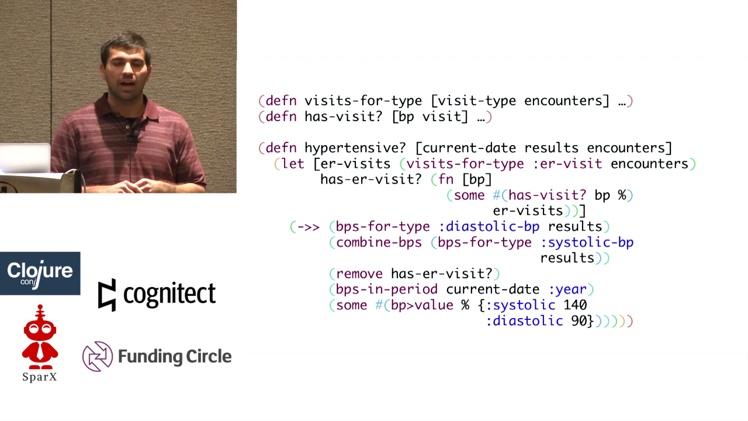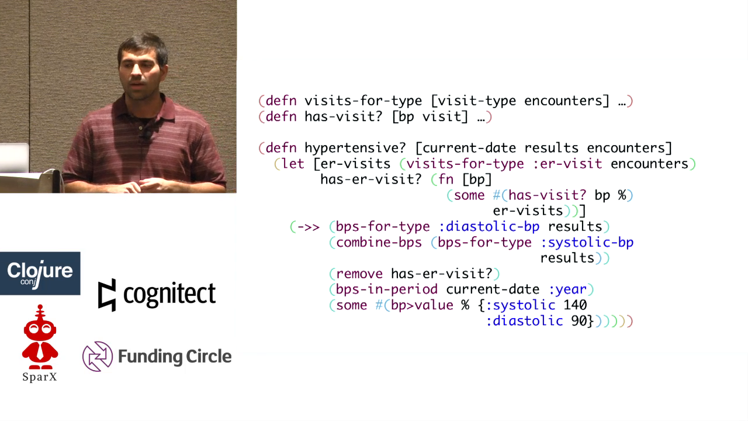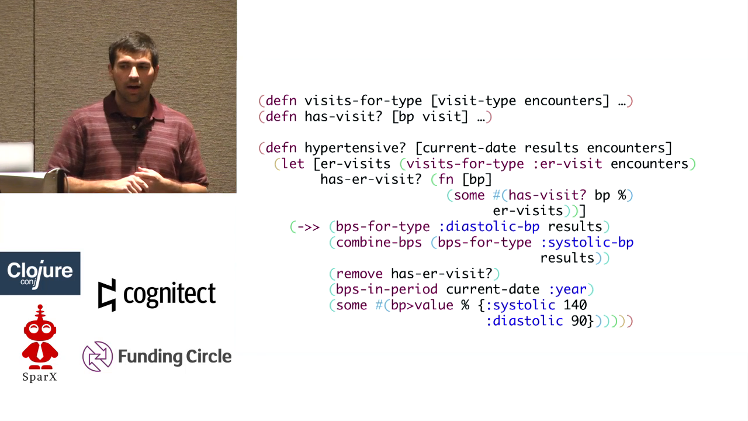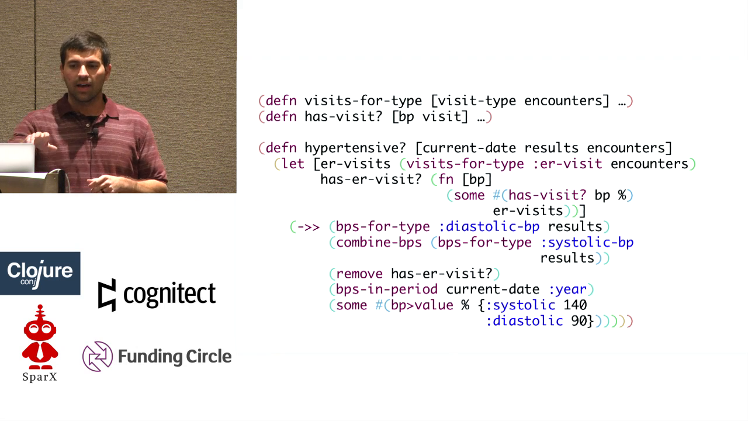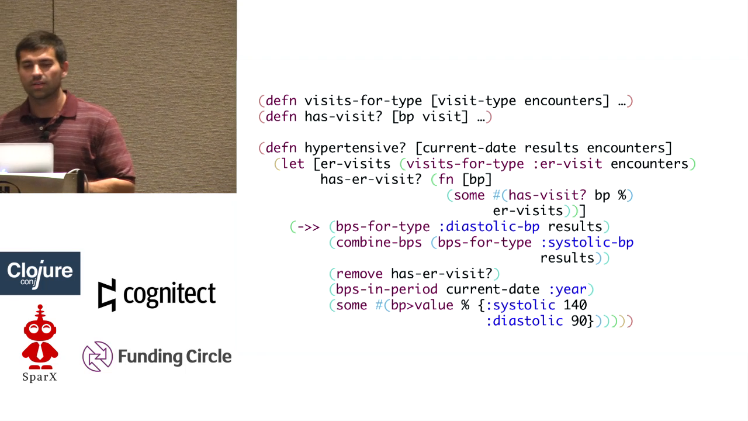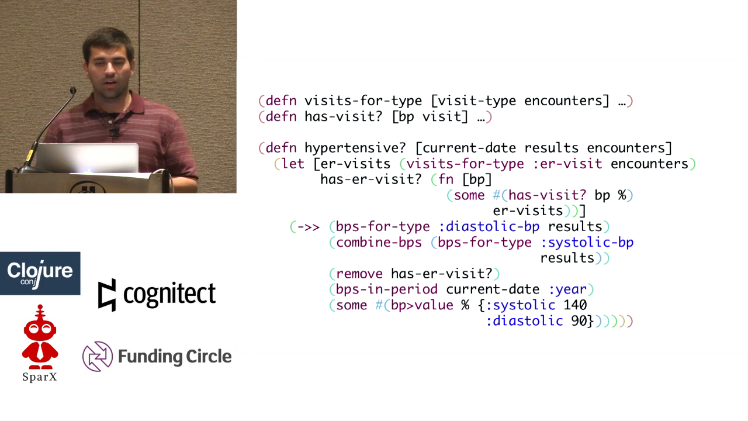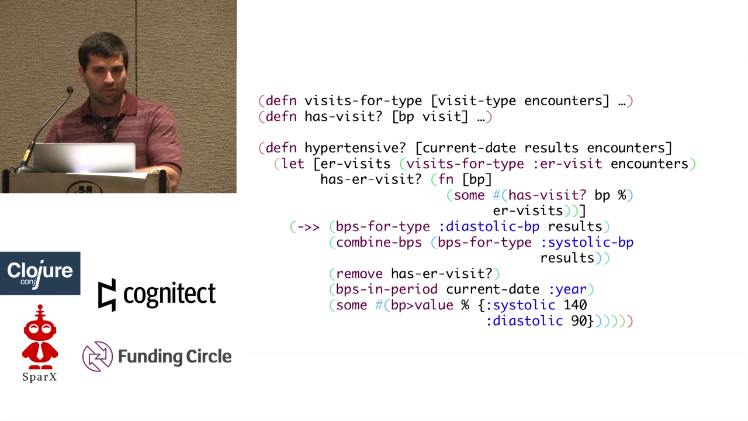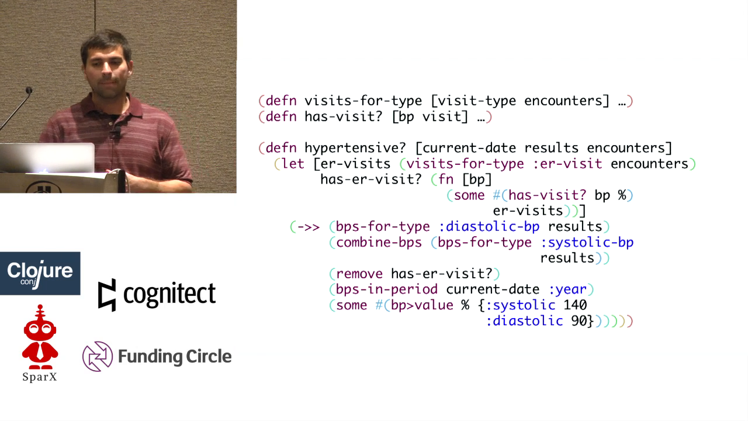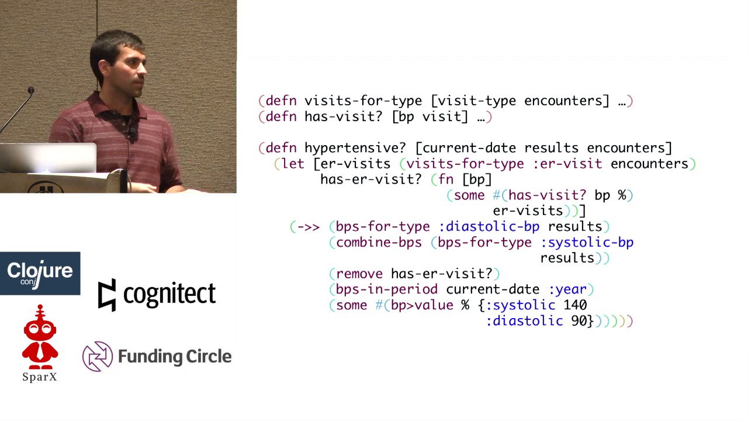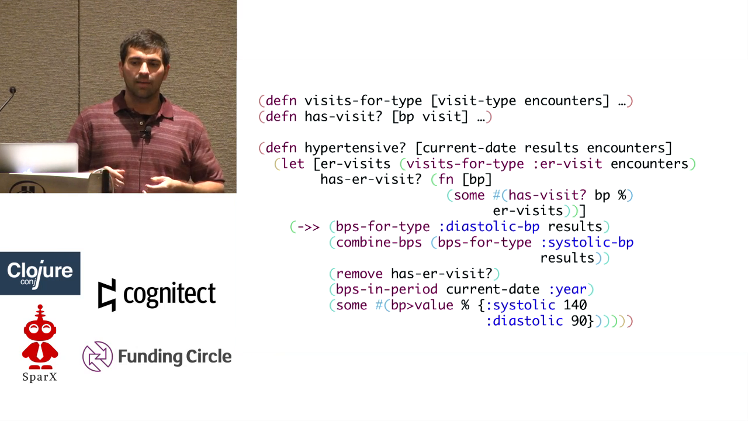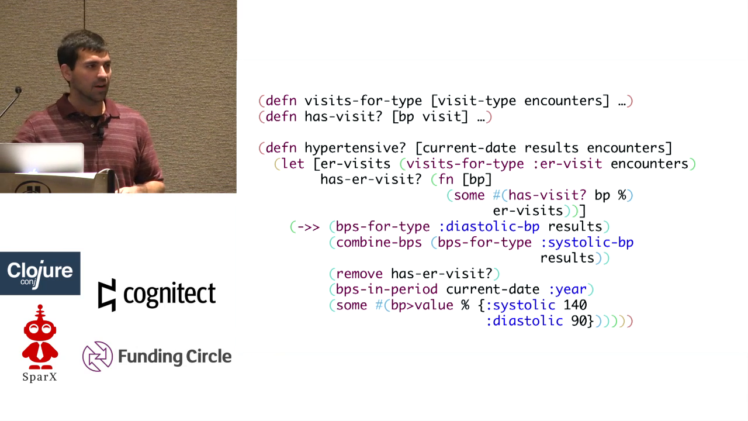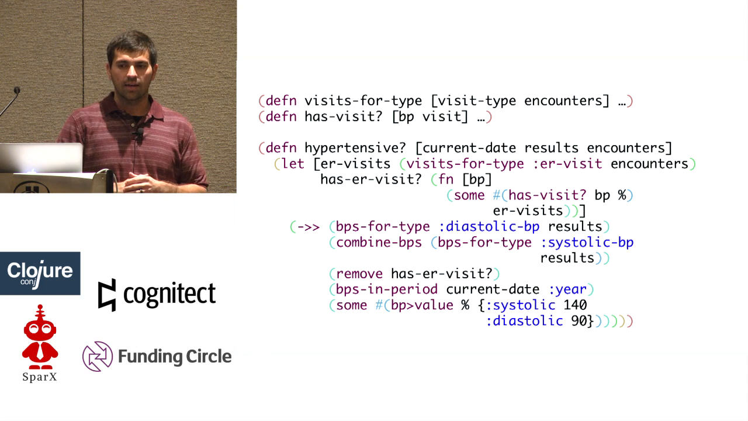So I have a function, visits for type. It just deals with filtering encounters down by type. That's how we get the emergency room visits. Has visit just takes the blood pressure in a visit and determines if they go together. And then down in the now hypertensive, it used to take current date and results as arguments, but now it takes current date, results, and encounters, because now we have this other chunk of information we need to know about to solve the problem. And inside, I'm grabbing the emergency room visits out of the encounters, and then I'm taking blood pressures. I made a helper function to take a blood pressure to see if it goes with any of those emergency room visits. And then I add this remove step, remove has ER visit, to the original chain of logic. And then it's done.